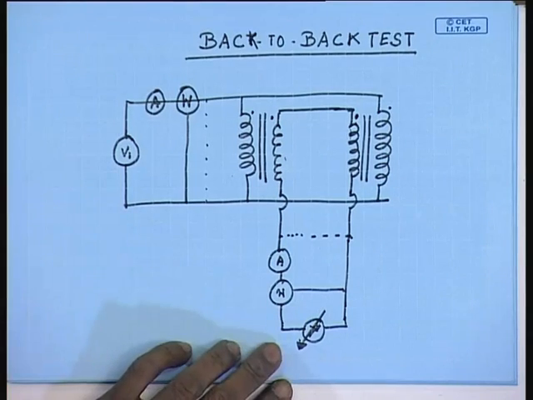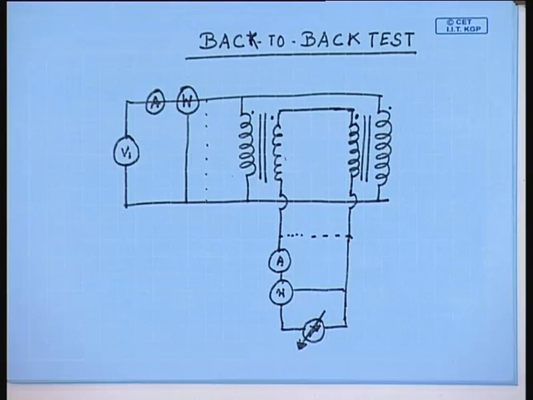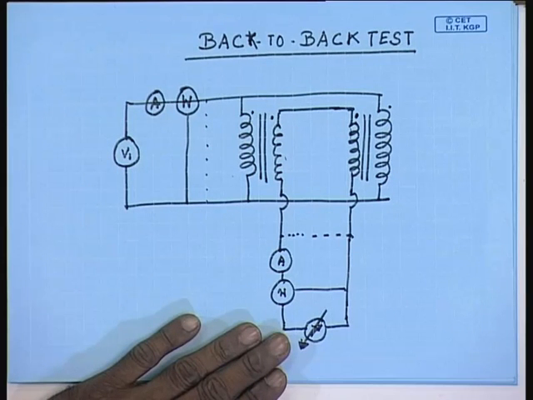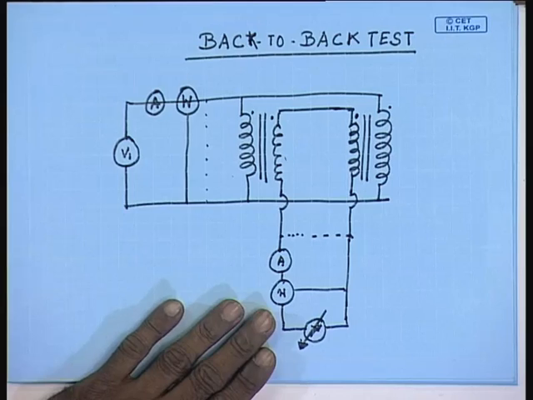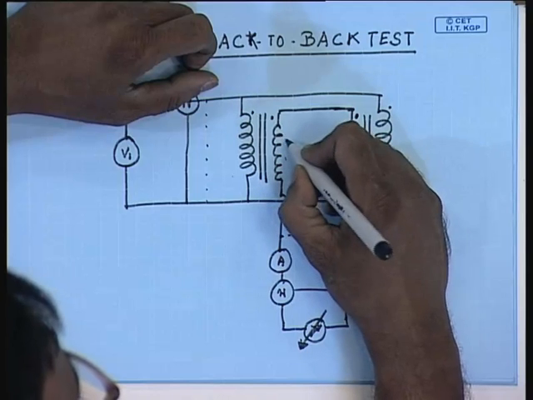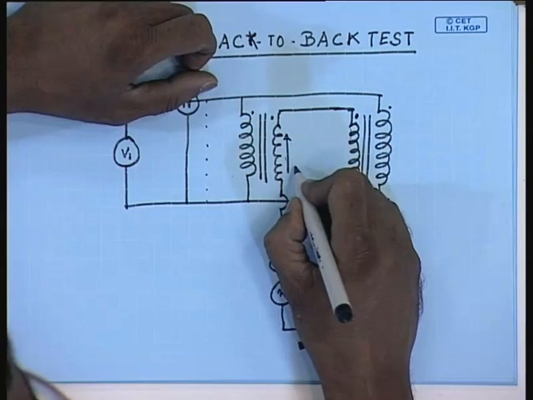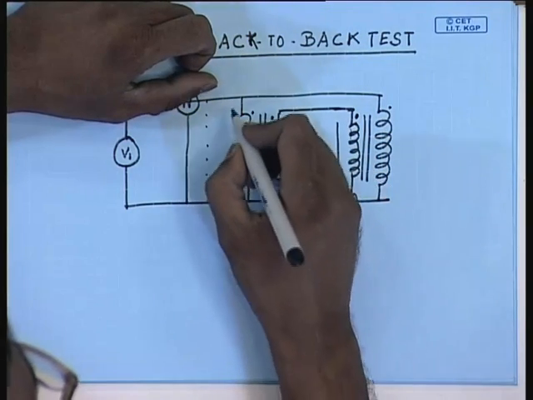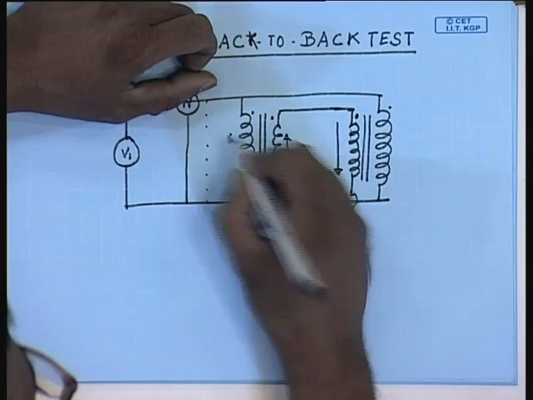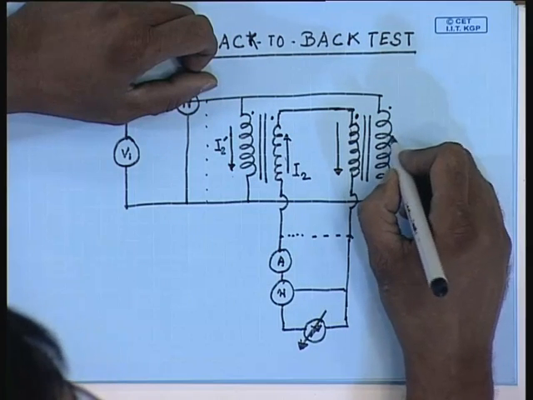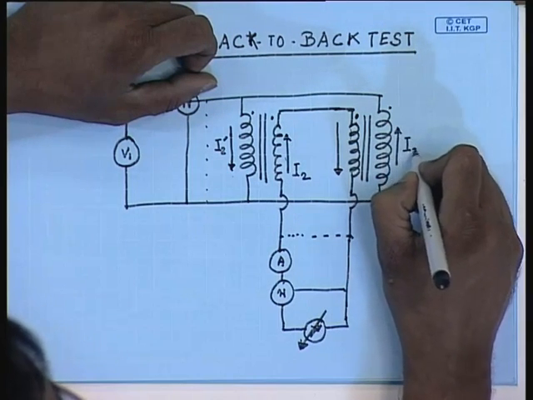Therefore, when source V1 is present and V2 is shorted, the power drawn is simply the core loss of the two transformers. Now, when V1 is shorted and V2 is applied, then the power drawn is the copper loss of the two transformers. When both are applied, let us say I2 current circulates this way. Therefore, the reflected current in the primary will be I2 dash flowing in this direction, and similarly I2 dash flowing in this direction.